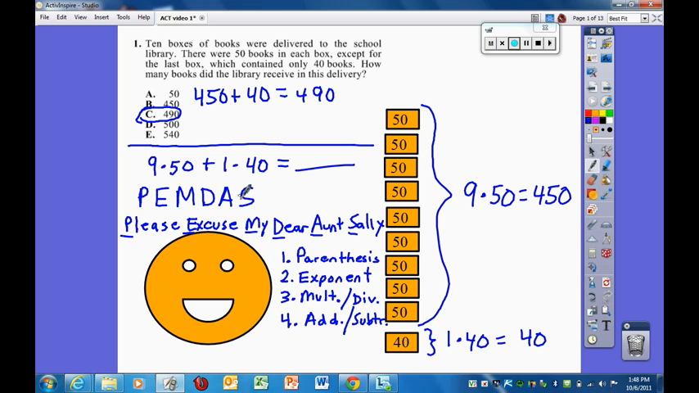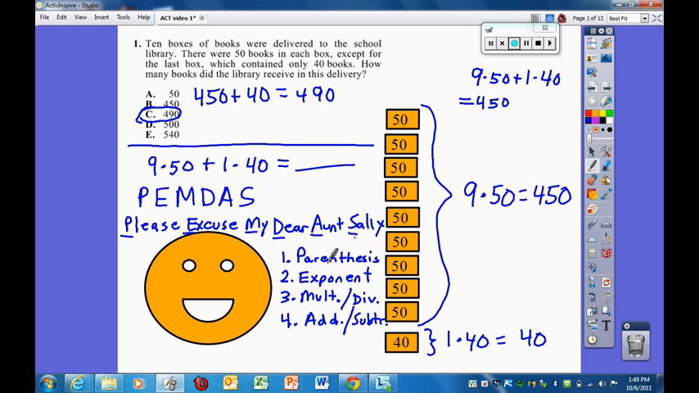Okay? So taking this problem here, 9 times 50 plus 1 times 40, and following the order of operations, we don't see any parentheses, we don't see any exponents. Let's move to the multiplication or division from left to right. And we encounter multiplication first of all. 9 times 50, that was already crunched down here. We know it's 450.